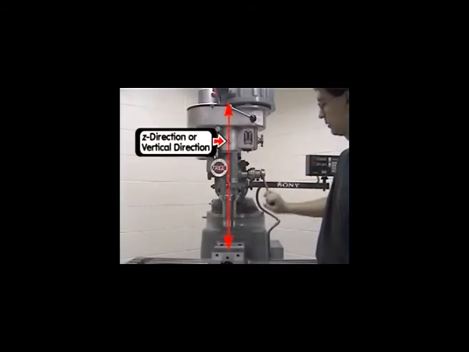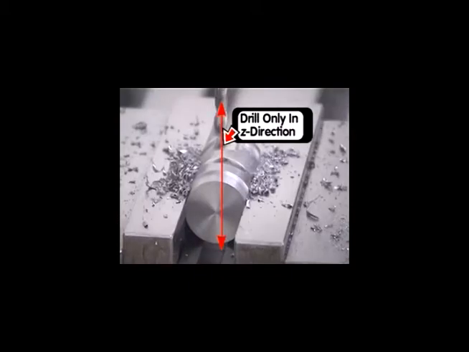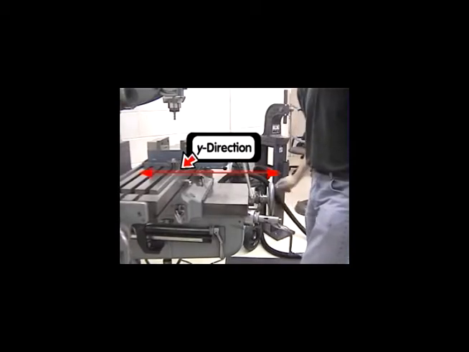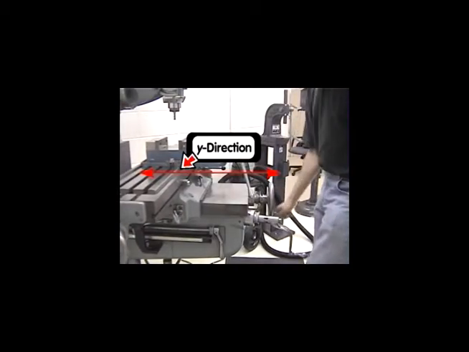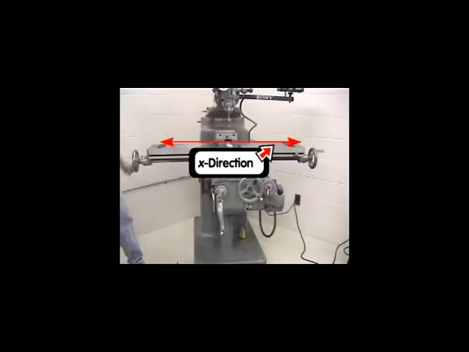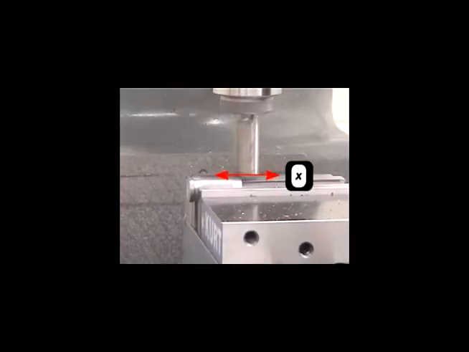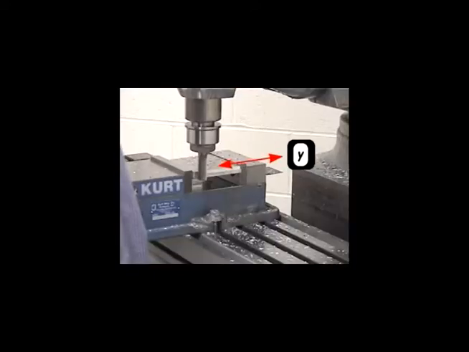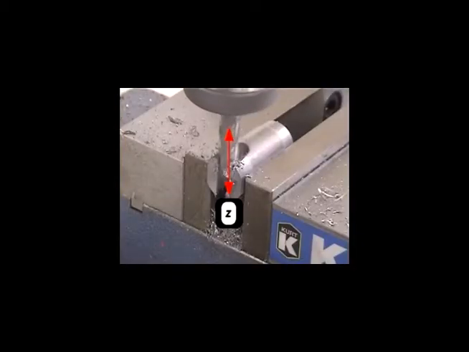The direction parallel to the axis of rotation of the tool is the Z direction, or the vertical direction. Holes can be drilled only in the Z direction. When facing the mill, the horizontal direction into or away from the mill is the Y direction. The remaining horizontal direction is the X direction. Cuts can be made in the X, Y, or Z direction.